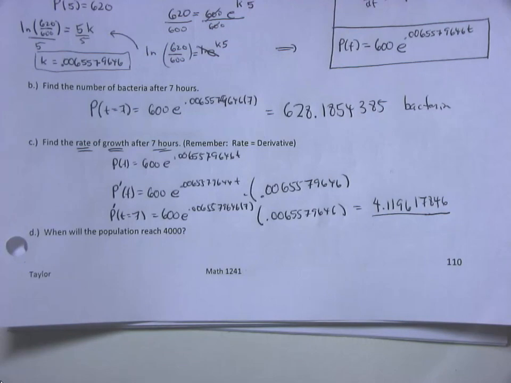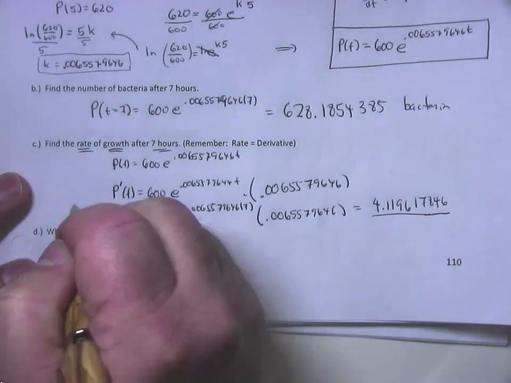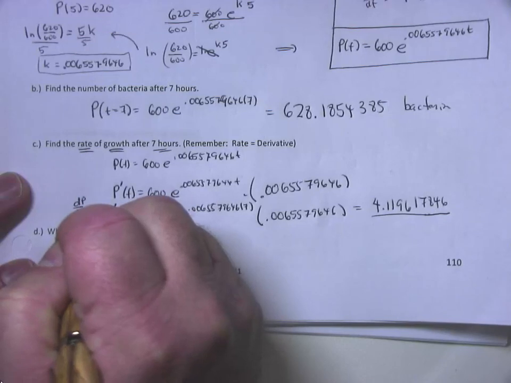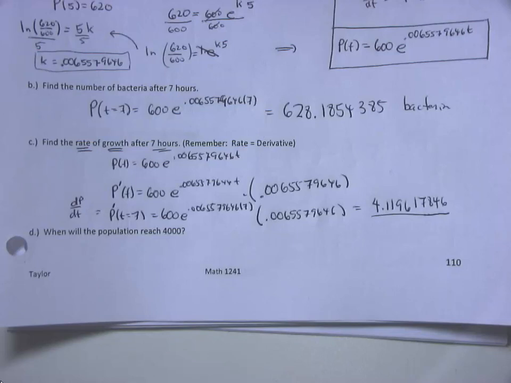Now, tell me the units. What would your units be? This is why we like the Leibniz notation, because this P prime is the same thing as dP over dt, and that helps me figure out what my units should be. What are my units for this problem?